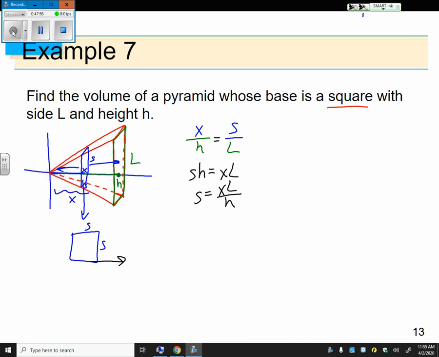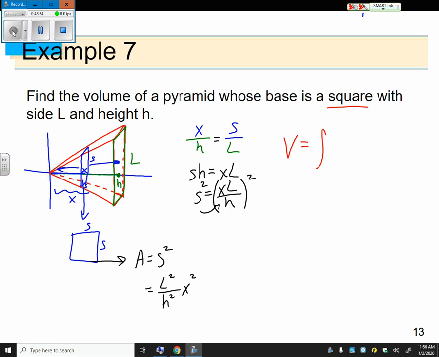Making it so my cross-sectional area now, which was side squared, is now going to be, I'll just square this side as well. So I'm going to rewrite it a little bit: (XL/H) squared, which will just be squaring everything that I have here. Squared all of it in order to square the S. So I'm ready for my cross-sectional area. I want to add them all up to find my volume. I don't have a pi going through on this one because I don't have a disc or a washer.